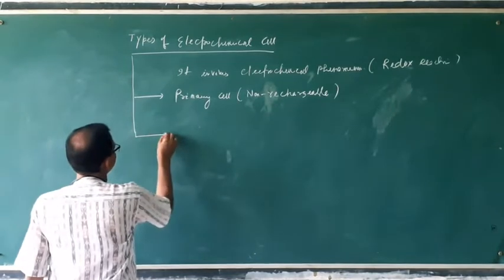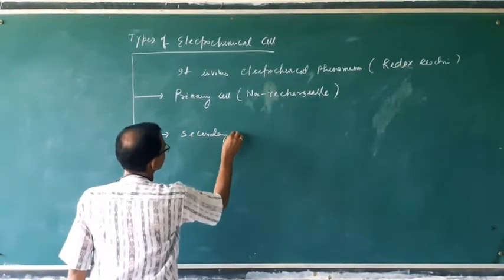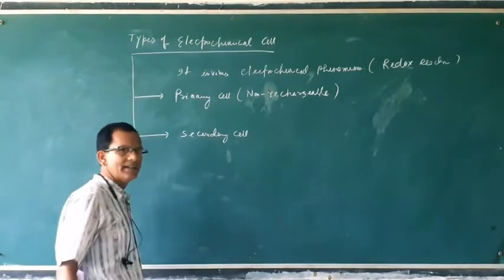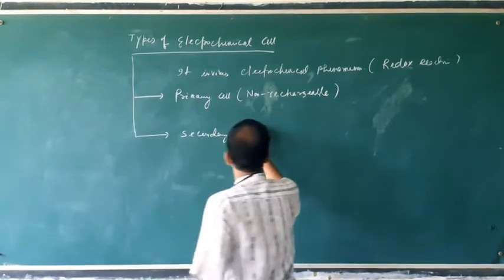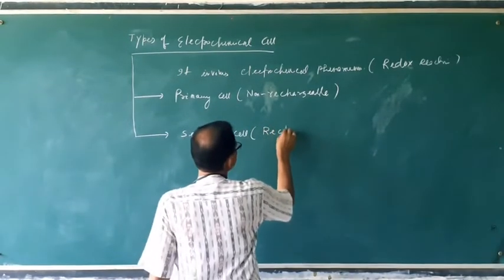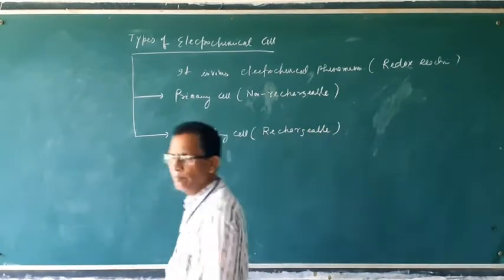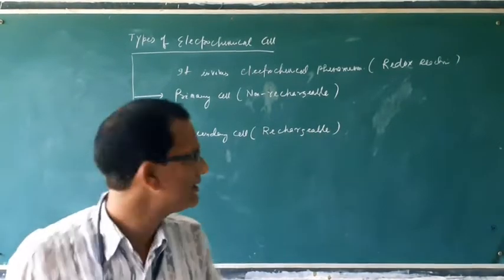Secondary cell. The main importance of a secondary cell is that it can be rechargeable. This is the main difference between primary cell and secondary cell.